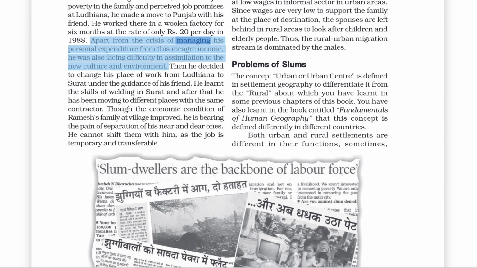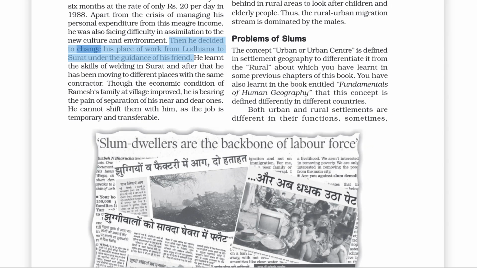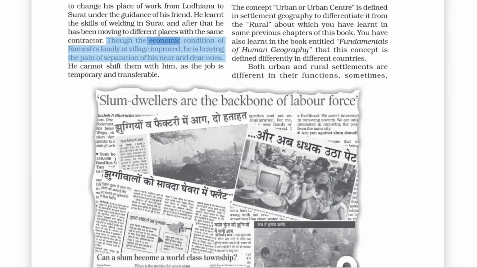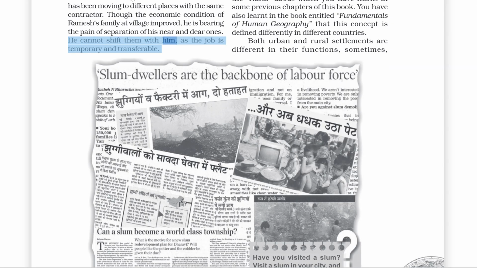Apart from the crisis of managing his personal expenditure from this meager income, he was also facing difficulty in assimilation to the new culture and environment. Then he decided to change his place of work from Ludhiana to Surat under the guidance of his friend. He learnt the skills of welding in Surat, and after that he has been moving to different places with the same contractor. Though the economic condition of Ramesh's family at village improved, he is bearing the pain of separation of his near and dear ones. He cannot shift them with him, as the job is temporary and transferable.